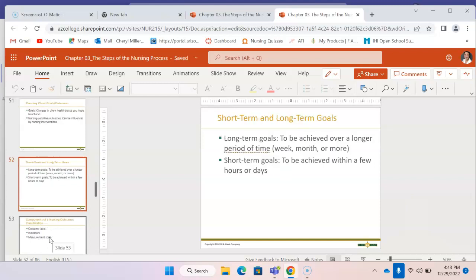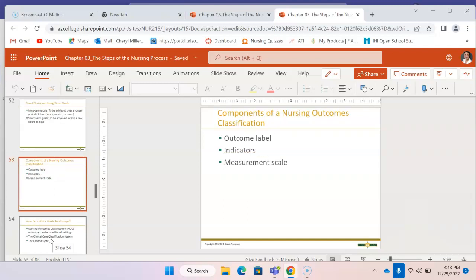Short-term and long-term goal. A long-term goal would be a week, a month, or more, weight loss of 10 pounds. Short-term goal, 1 pound a day. Okay? Exactly what it looks like. Outcome label, indicators, measurement scale. Think about this. Maintain O2 sat: indicator, outcome label, maintain, measurement scale. O2 sat should be above 98. Okay? So that is the components of a good nursing outcome.